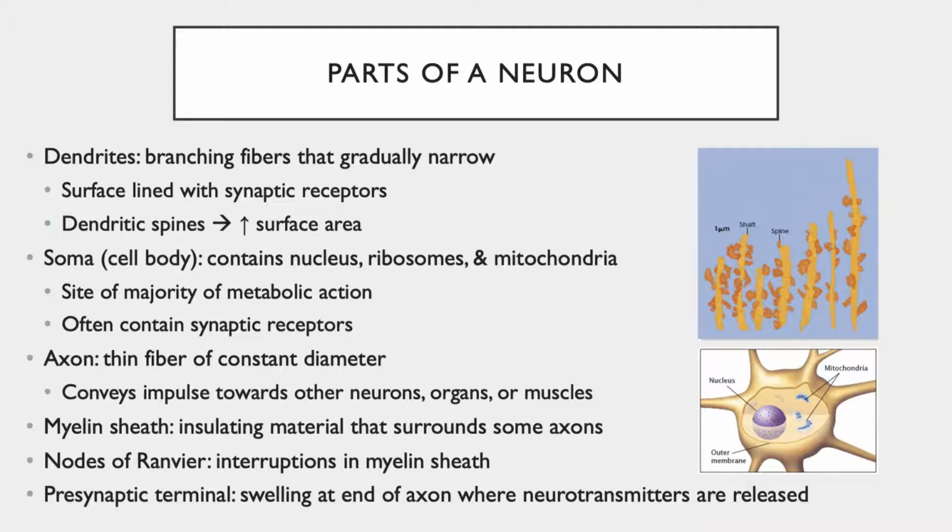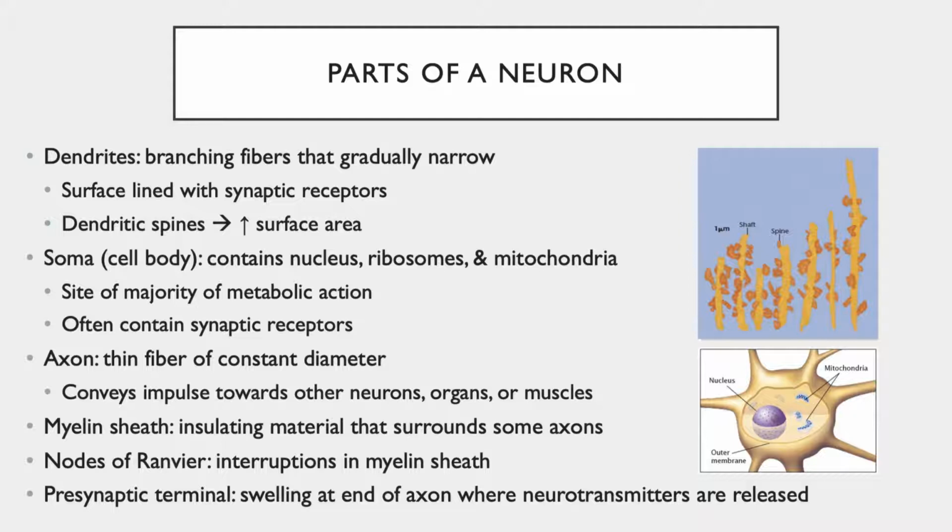The axon is a thin fiber, and unlike the dendrites that get narrower as they get further away from the soma, the axon is a constant diameter from where it attaches to the soma all the way to where it ends at the terminal button. The axon conveys impulses towards other neurons, organs, and muscles. And it always does this in the same direction, which is away from the soma.